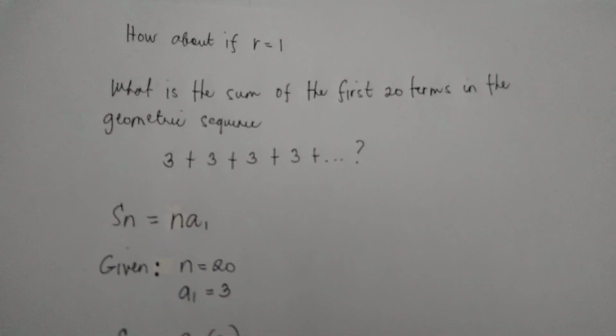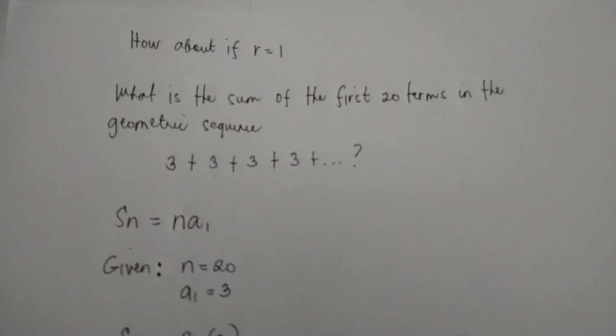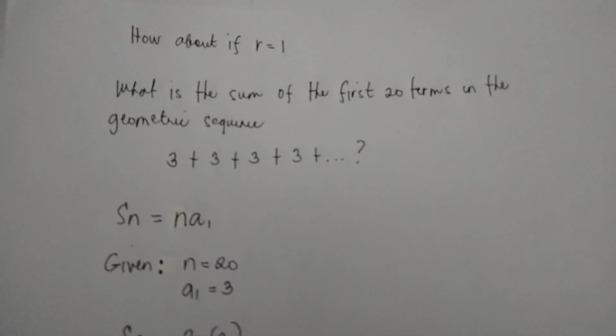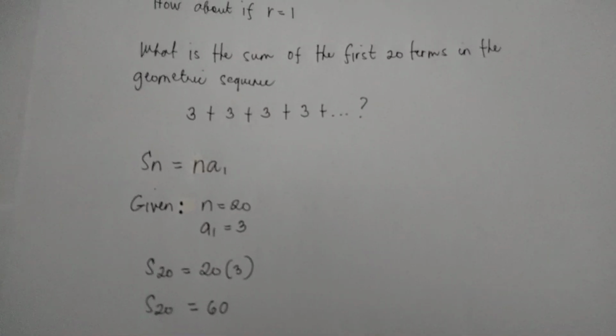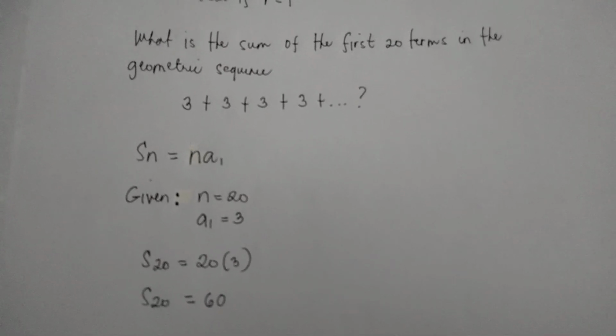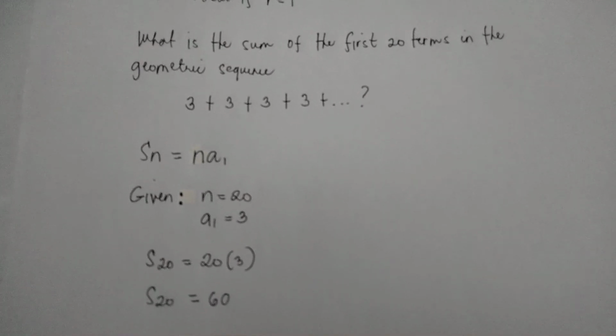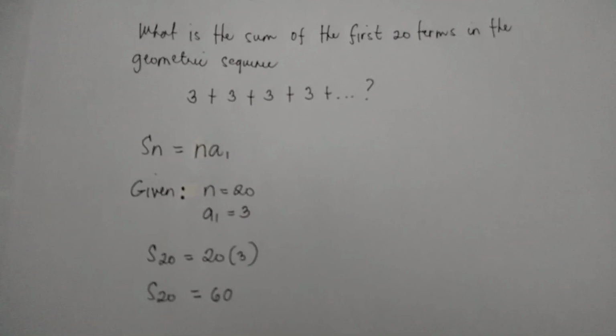First, we are going to identify the given. n equals 20. a sub 1, the first term, is 3. Therefore, S sub 20 equals 20 times 3, which is 60. S sub 20 is 60, or the sum of the first 20 terms is 60.